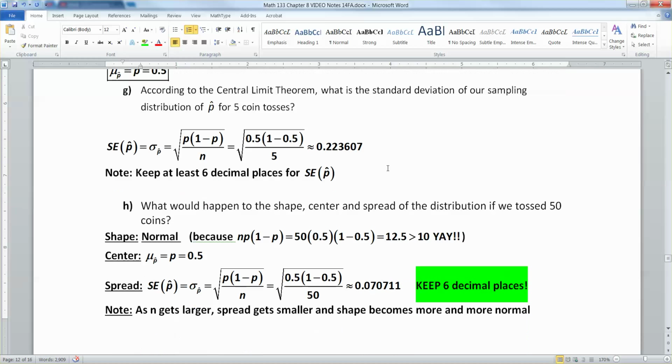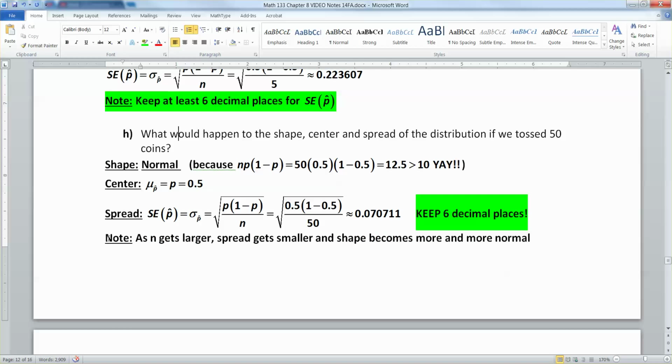Okay, we set it there and we're saying it right here. Keep 6 decimal places for the standard error. And then this little note right here: as n gets larger, your spread gets smaller, but the curve becomes more and more normal and your center stays the same. Center is always at your p-value, which is 0.5 in this particular example.